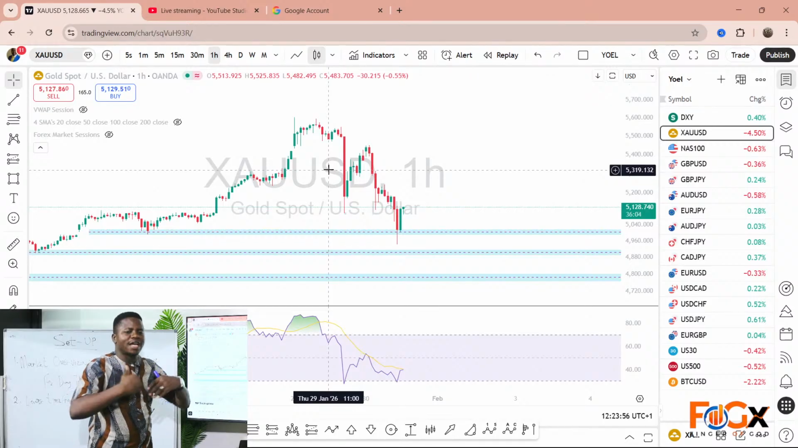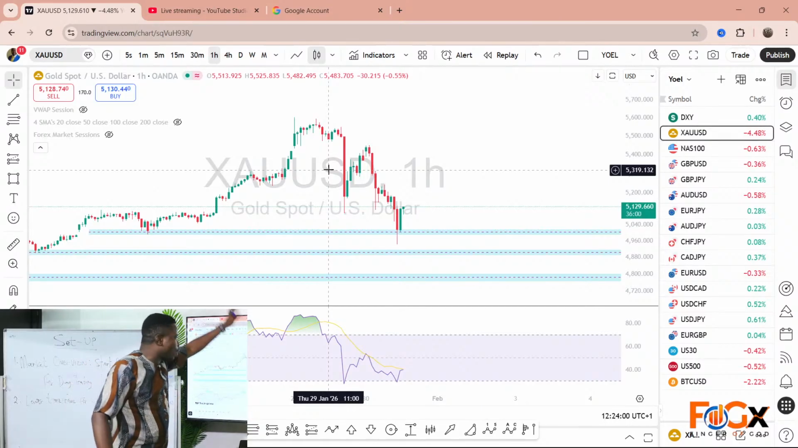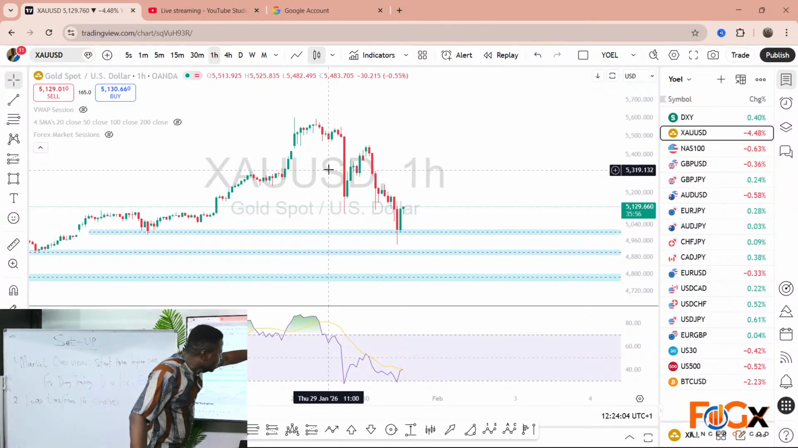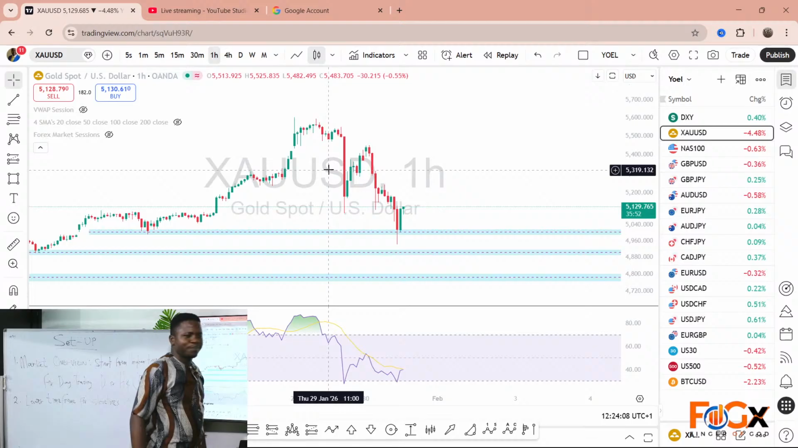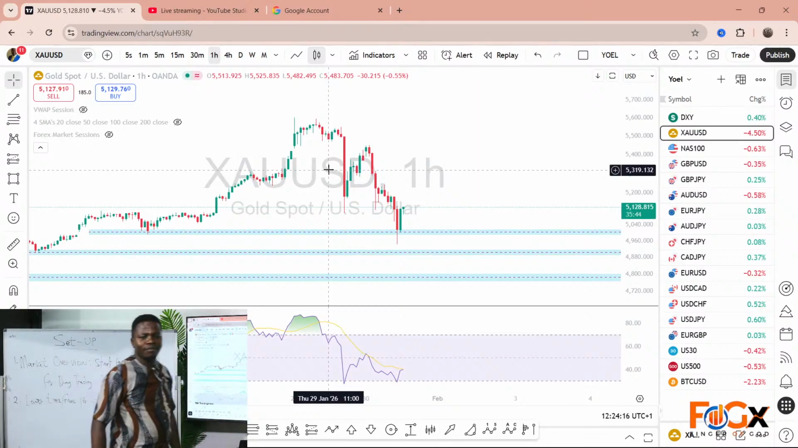I was making that mistake 2 years ago. I was only sticking to 1 hour. For example, let's say I want to buy gold now. This is where I will just be buying from, because I will be waiting for this candlestick to fully form. Meanwhile, some people have caught the move from here, because from 5 minutes, they will have seen reasons to enter.